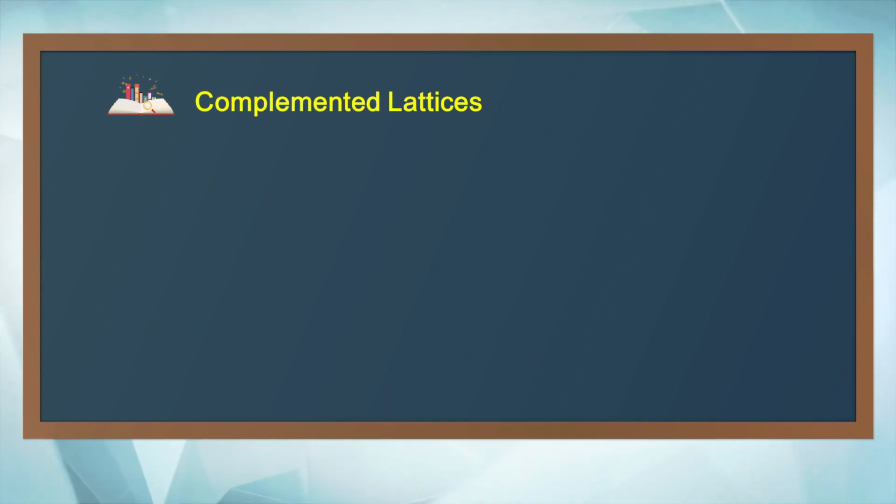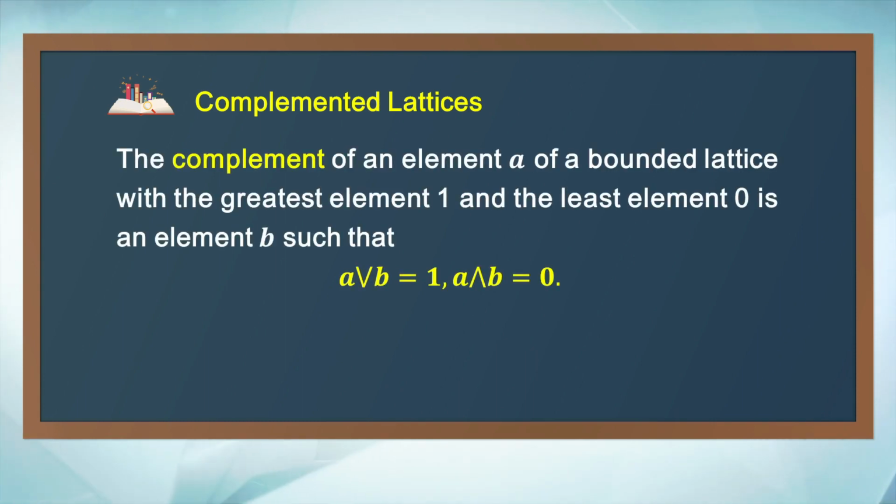First, we will introduce the definition of the complement of an element. The complement of an element A of a bounded lattice with the greatest element 1 and the least element 0 is an element B such that the join of A and B equals 1, the meet of A and B equals 0. In other words, the supremum of A and B is 1, and the infimum of A and B is 0. It is easy to see that if B is a complement of element A, then element A is also a complement of element B.